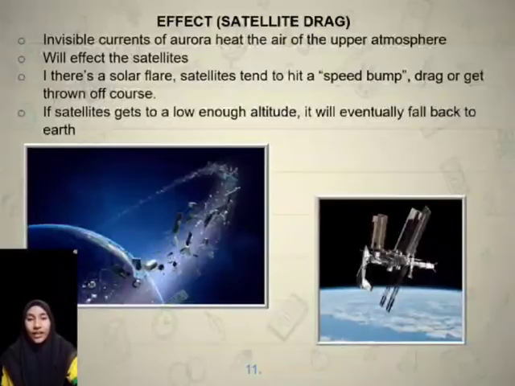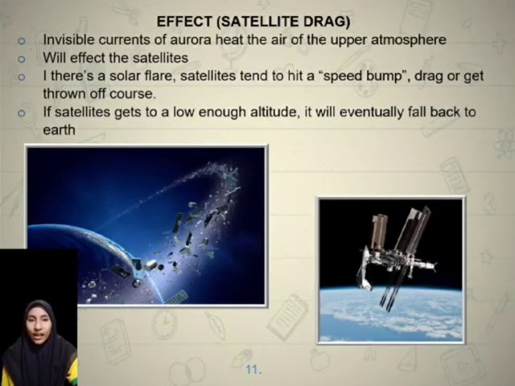Next, it can affect satellite drag. When the invisible current of the aurora hits the air of the upper atmosphere, it affects satellites. Satellites orbit around the world and send millions of bits of data down to Earth, including reports of an aircraft's position to air traffic control. News reports indicate that during a solar flare, satellites tend to hit a speed bump of drag or get thrown off course. Sometimes this is more than just a few seconds of delay. If the satellite gets low enough in altitude, it will eventually fall back to Earth.